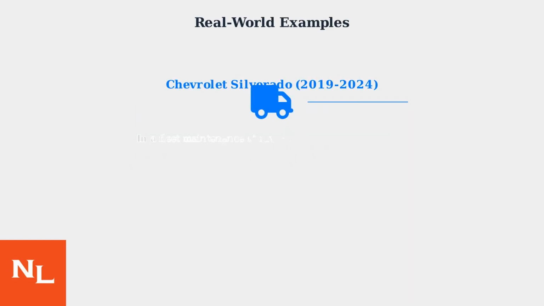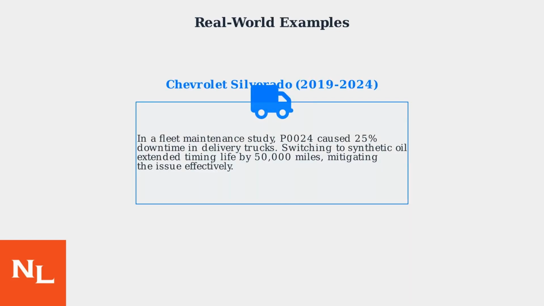For Chevrolet Silverado models from 2019 to 2024 used in fleet operations, such as delivery trucks, the P0024 code resulted in 25% vehicle downtime. A fleet maintenance study revealed that switching to synthetic oil helped extend the timing component's life by an additional 50,000 miles, effectively mitigating the problem.